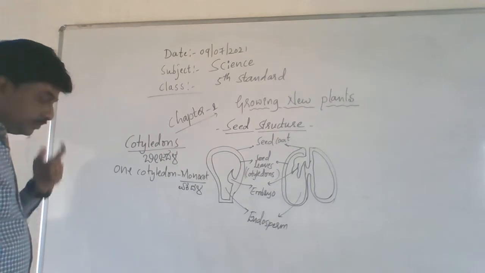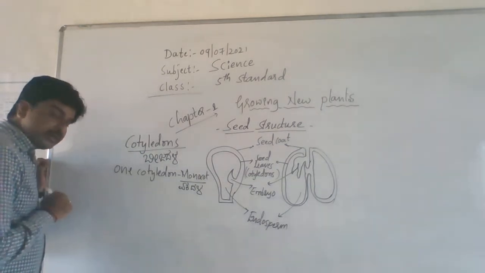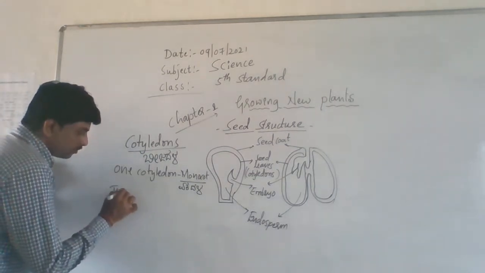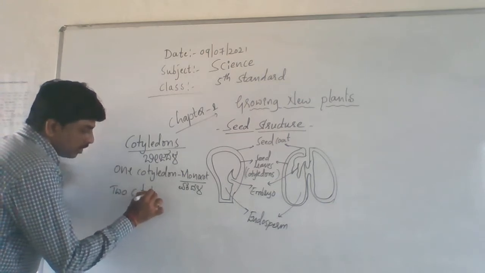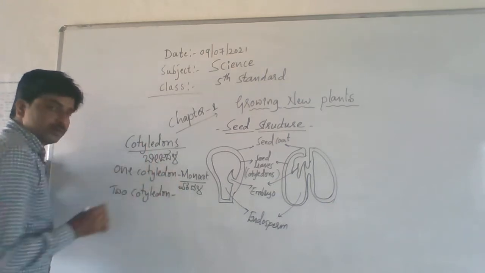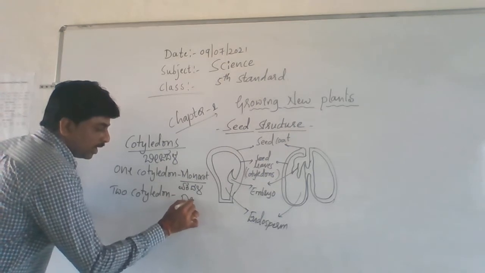If the seeds of plants have two cotyledons, they are called dipod seeds.